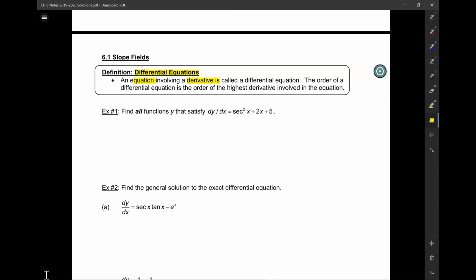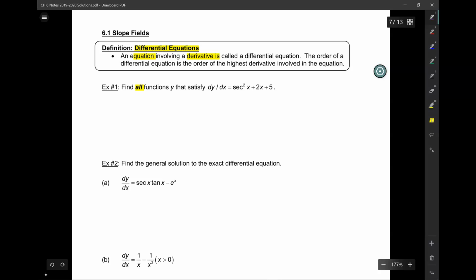Okay, what we're going to do here, the question is asking to find all functions y that satisfy dy dx equals this. So basically, we want to find any function which, when you take a derivative, will get you secant squared plus 2x plus 5, right? So we need to find all functions. That's the important part. So now what we do is we start with what we're given. So it's dy dx equal to secant squared x plus 2x plus 5.